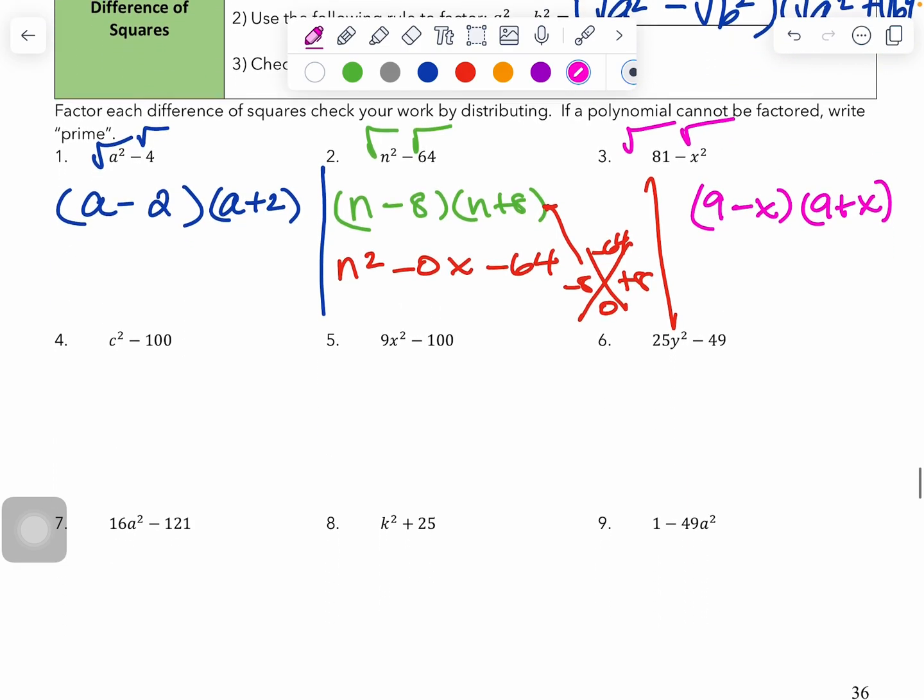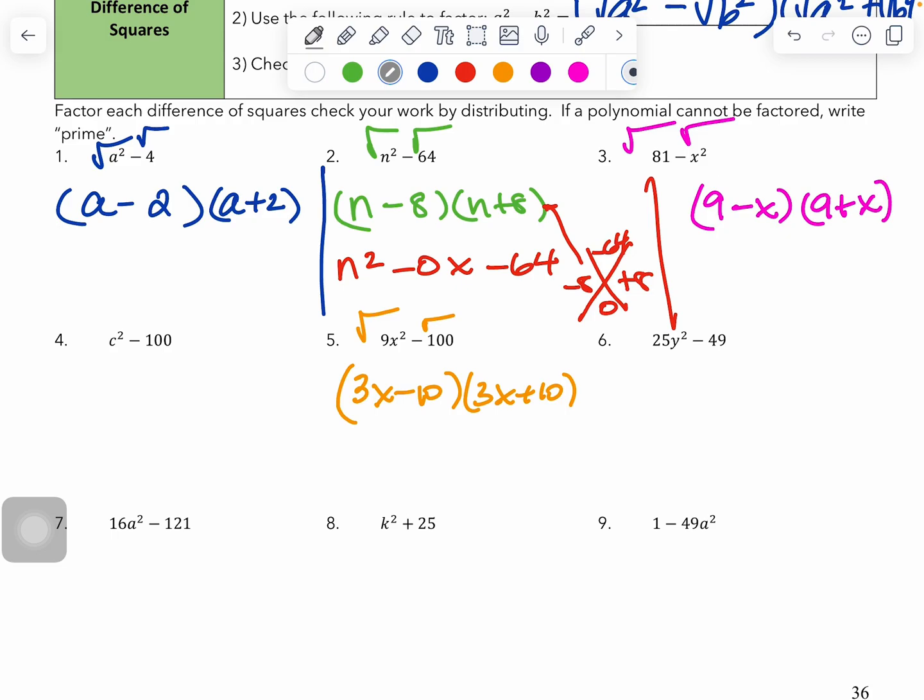All right, let's look at number 5. Square root of 9x squared is 3x. Square root of 100 is 10. So it's 3x minus 10 and 3x plus 10.